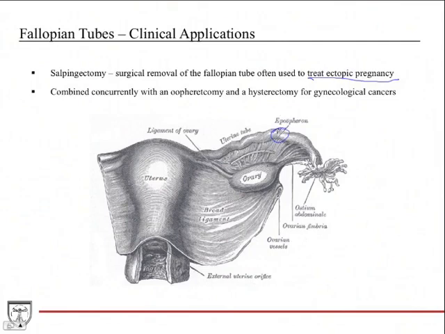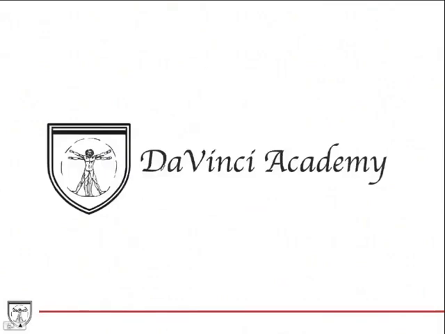So if you have an ectopic pregnancy in here and it presents acutely, you can do surgery and take out this section of the fallopian tube. It can be combined concurrently with an oophorectomy and/or a hysterectomy for gynecological cancers. So if you have an ovarian cancer or a uterine cancer, usually they just take the whole thing out. It's called a hysterectomy with bilateral salpingectomy and oophorectomy. The problem is these tumors anywhere in the reproductive tract can spread to other sections, so just to be safe, they usually take the whole thing. And that concludes our discussion of the ovaries and the fallopian tubes.